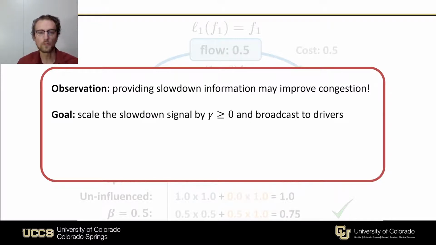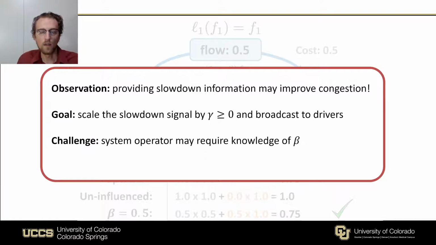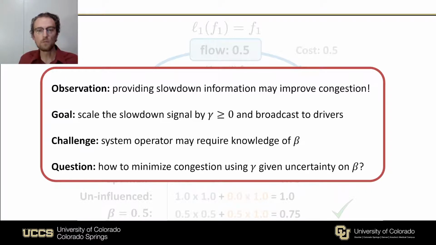So our goal now is to take this slowdown signal, something that we can measure, scale it by some parameter gamma, and then broadcast it to drivers. All drivers may be different in their slowdown sensitivity, and we might not have good information about that. That might be a really difficult piece of information to obtain. So how do we minimize equilibrium congestion on the network, using this gamma, this scalar on the slowdown sensitivity, given uncertainty on beta?